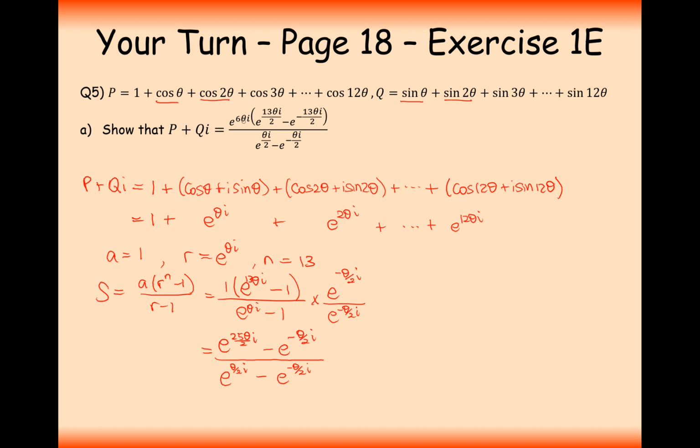Great, we're nearly there for finishing off part A. What we need to do now is sort out the numerator, and it suggests that we factorise out e to the 6 theta i. So that's 12 over 2, so I'll be left with e to the 13 i theta over 2. And this is a minus, so that's going to be factorising out 12 theta over 2 more, so that's going to be minus e to the minus 13 theta over 2 i. And on the denominator, that will stay exactly the same. We've just done a bit of factorising on the numerator. So it's going to be e to the theta over 2 i minus e to the minus theta over 2 i.